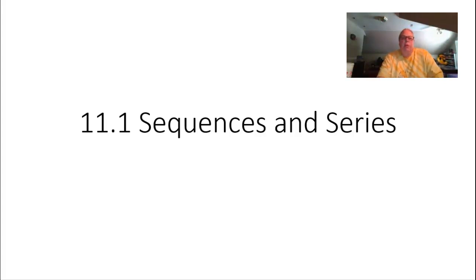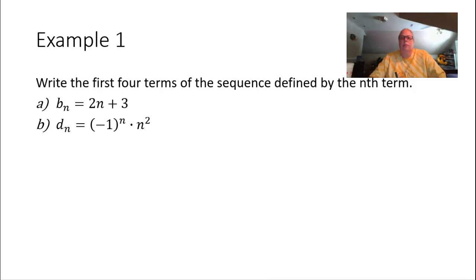The examples in this video go with the lesson 11.1, Sequences and Series. Example 1, write the first four terms of the sequence defined by the nth term. Part A, b sub n is equal to 2n plus 3.